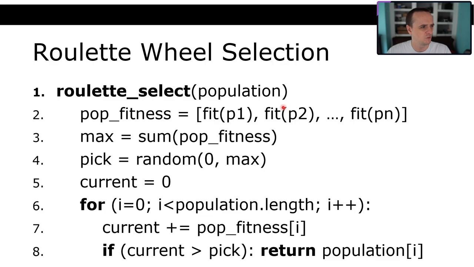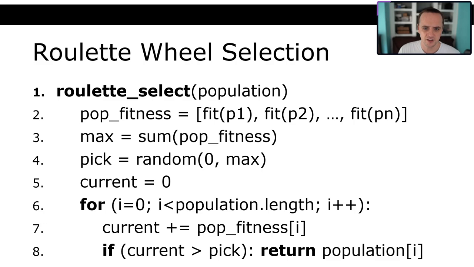Then what you're going to do is you're going to calculate a value called max, and that's just going to be the sum of all of the fitnesses, okay? So the maximum possible value that you're going to choose in the next step is going to be the sum of all the fitnesses. Then you're going to make a pick between 0 and that max value. Then what you're going to do is, let me illustrate it. Illustrating this is easier, I think. Let's do it right on this slide.